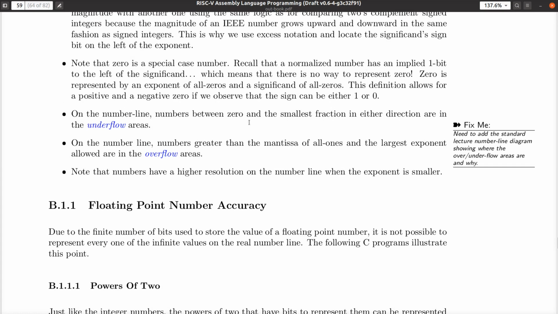So that's the point of this last bullet down here. So the numbers have higher resolution on the number line when the exponent is small, all right? And obviously a low resolution, large leaps between them as the exponent gets larger, and that's true in scientific notation as well. And I got a little note to myself, someday draw a nice little picture in here.